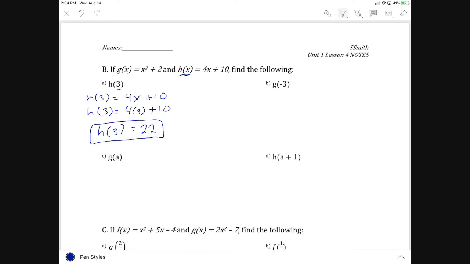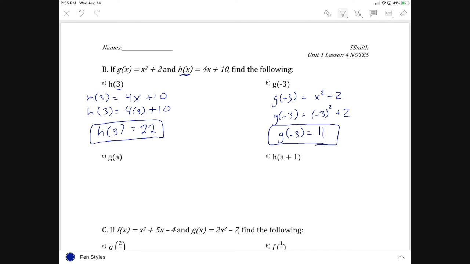Okay, so now we're going to go to B. We've got g of negative 3. So we're going to use the g of x equation, which is x squared plus 2. So we're going to plug in that negative 3. So you've got negative 3 squared plus 2, which is going to give us g of negative 3 equals 11. Because you get that negative 3 times negative 3, which is going to be 9 plus 2.